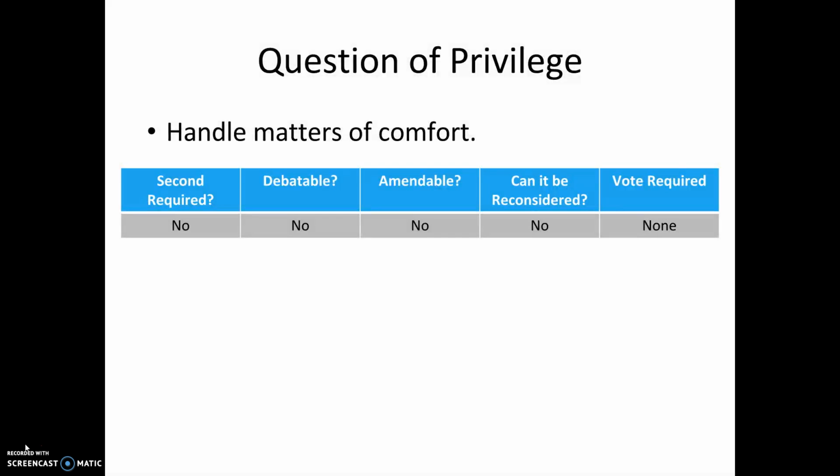Alright, question of privilege. So this handles matters of comfort. Okay, so this is where your sentinel would step in. So if someone says, oh, it's too hot in here, or, oh, it's too cold in here, something like that, that would be a question of privilege. Does not require a second, not debatable, not amendable, cannot be reconsidered, does not require any vote. You're either comfortable or you're not. So we need to get it fixed if you're not.